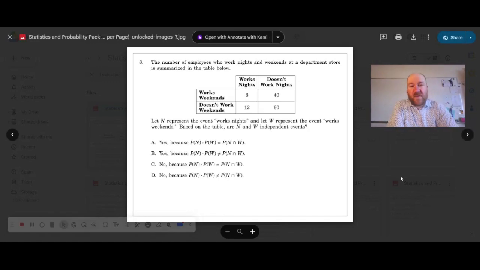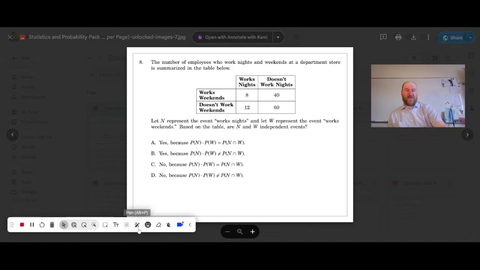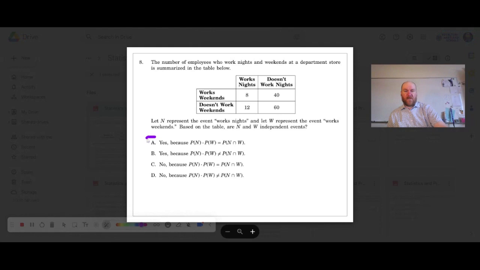The number of employees who work nights and weekends at a department store is summarized in the table below. They want N to be working nights and W to be working weekends. And they want to know, are nights and weekends independent events? I'm going to tell you the answer is choice 1. Instead of going through all 4 choices, I'm going to explain why it's choice 1.